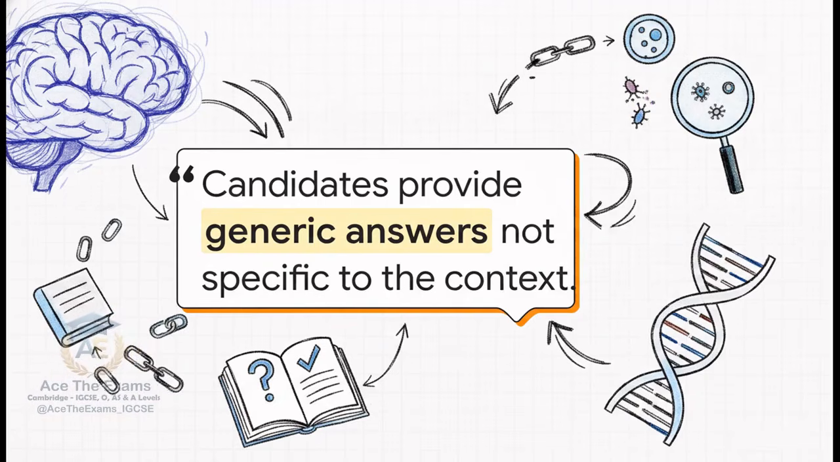They are literally flat out telling us that candidates provide generic answers that just aren't specific to the question context. They don't want a textbook definition blindly copy-pasted onto the page. No way. They want to see you apply the biological mechanism to the very specific scenario they've given you. So to do that, we kind of need to completely rebuild your foundation.